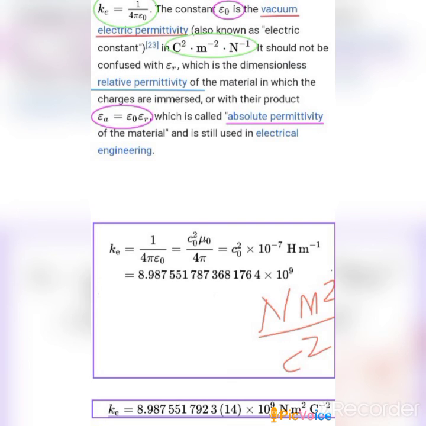The value of Ke is 8.98 into 10 to the power 9. It has many digits, but we can take 8.9 as an approximate value. We can take 9 into 10 to the power 9 Newton meter squared per Coulomb squared.